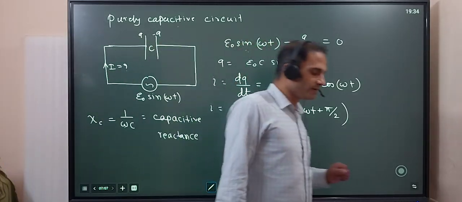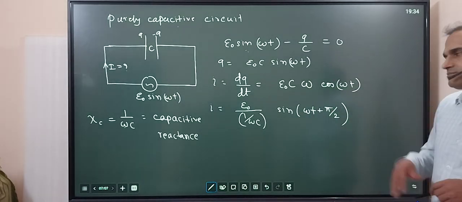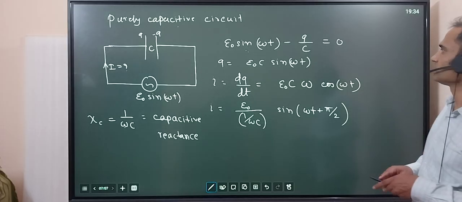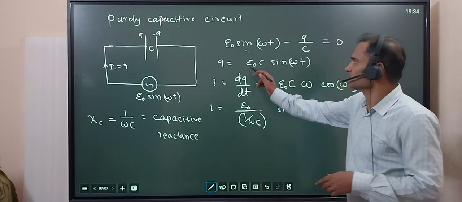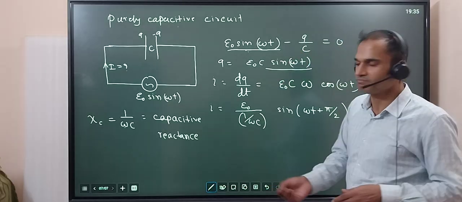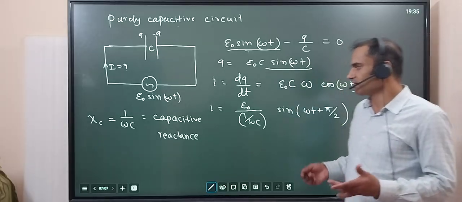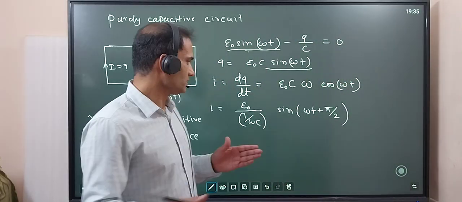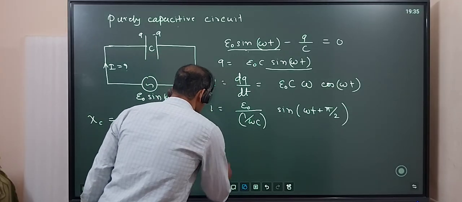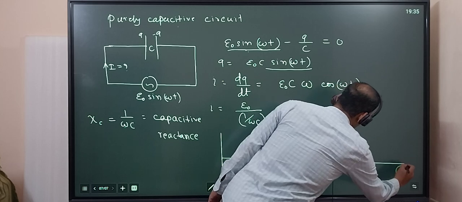So this part we explained. Now why are we getting this pi by 2, right? So voltage was sin omega t, charge was also sin omega t, but current was in cos. Let us see the graph, we will have a better idea, okay. So I will make the graph here.